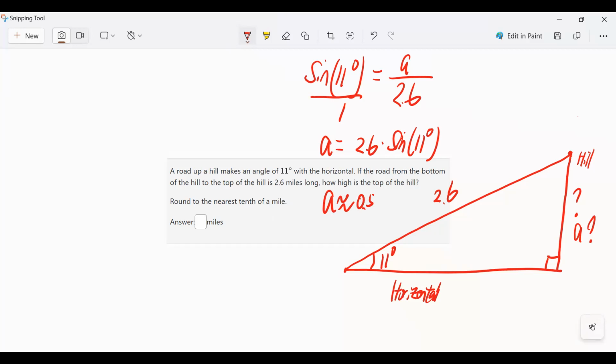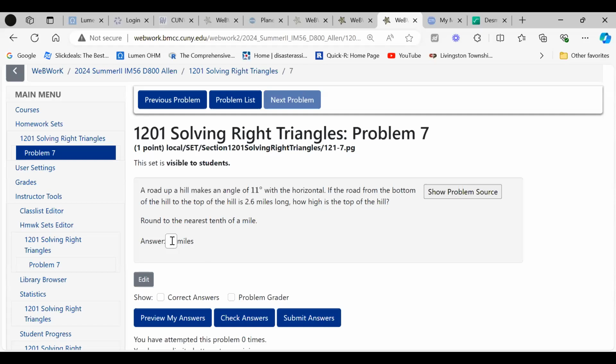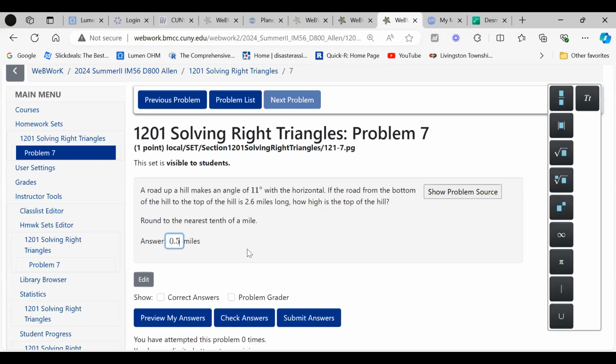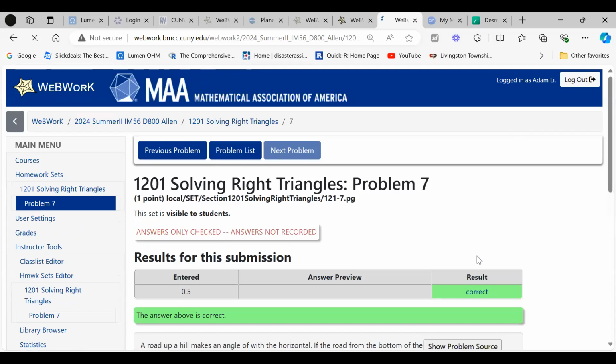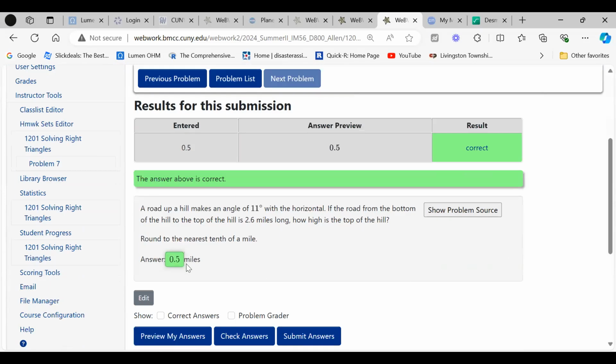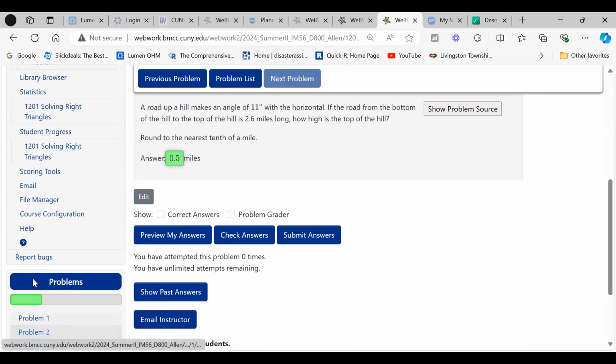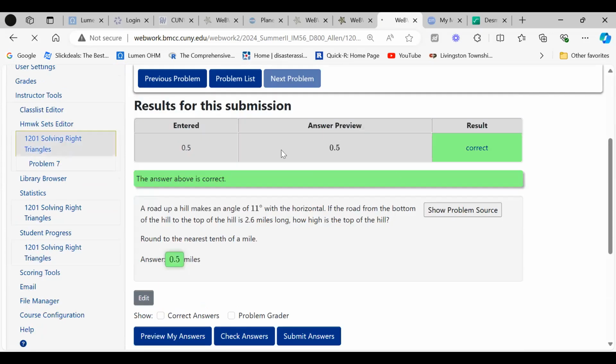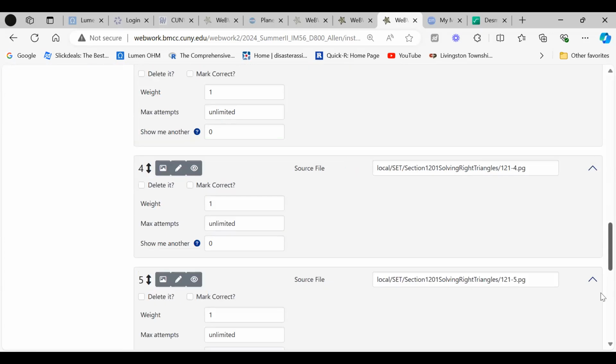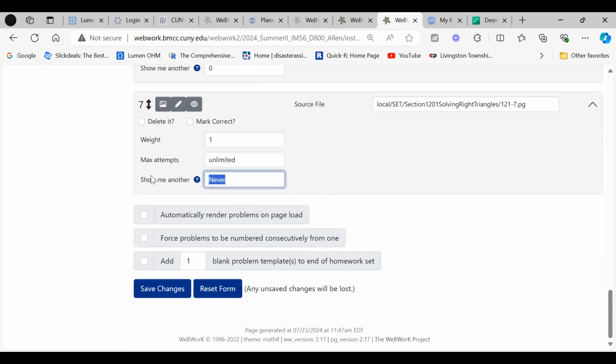Any question about this? So the answer is 0.5 miles. I think that's the correct answer. Let me double check really quickly. Yeah. You guys can try a question right now.